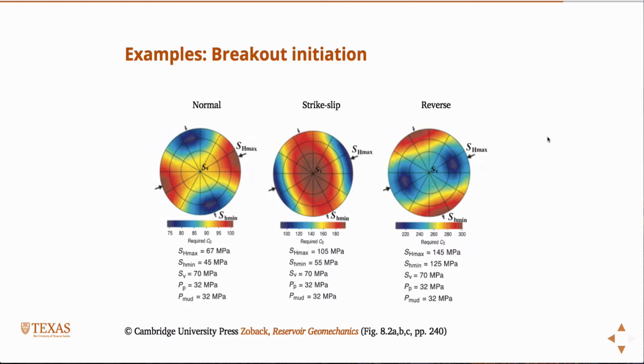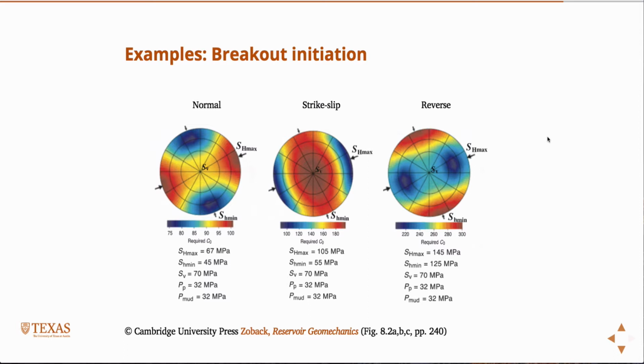And then under different faulting regimes, given different stress orientations, right? So the idea here is that the cool colors represent areas where you can expect to have no breakouts even with lower strength rock. In the other areas, you're required to have a higher strength rock if you anticipate no breakouts.